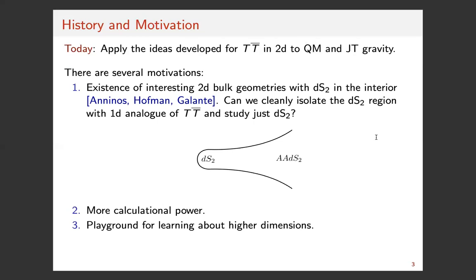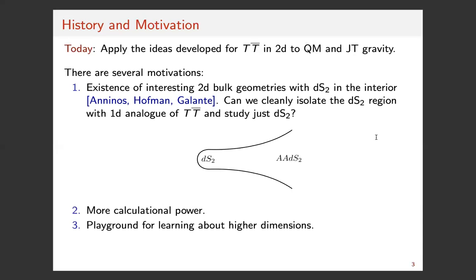So these interesting geometries we could maybe try to use to understand what, say, holography means in dS2. So I'm imagining here that I have some initial theory in the asymptotically AdS2 region, which I flow inside the bulk using this analog of the TTbar deformation.